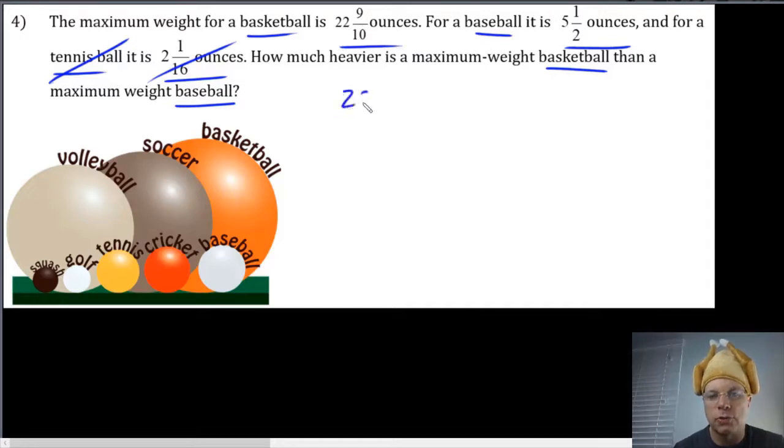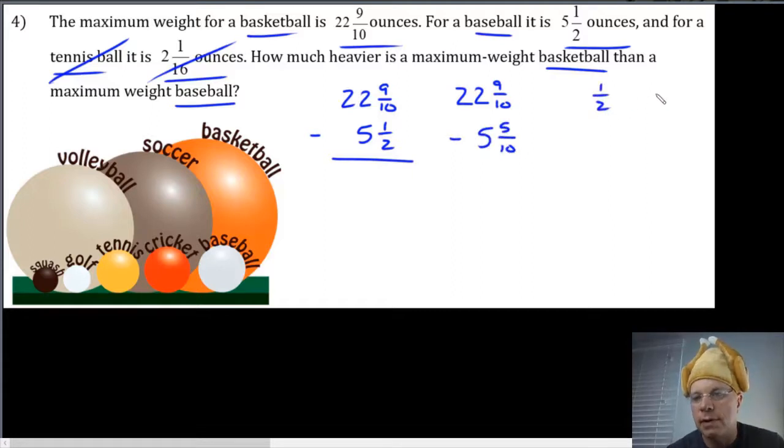So 22 9/10 minus 5 1/2. I can't subtract halves from tenths. They're different size pieces. So I'm going to rewrite this as 22 9/10 minus 5 5/10. Because 1/2 can become tenths if we multiply by fifths to get tenths. So I need all 5/5 so I don't change the identity. I don't change the value of the 1/2.